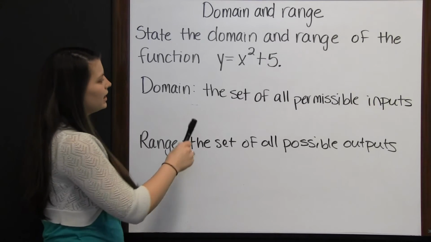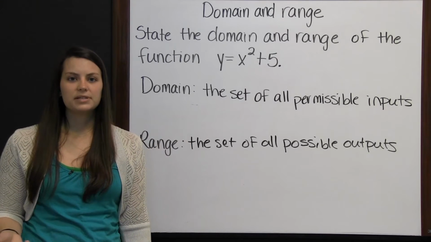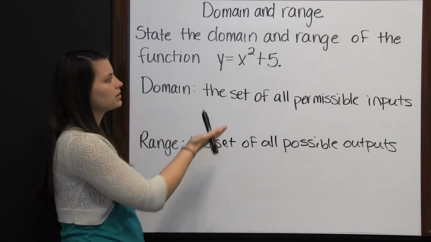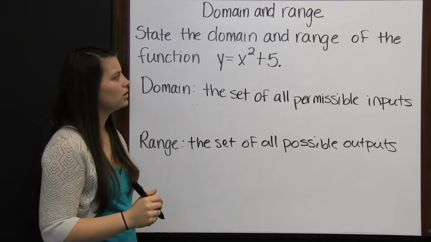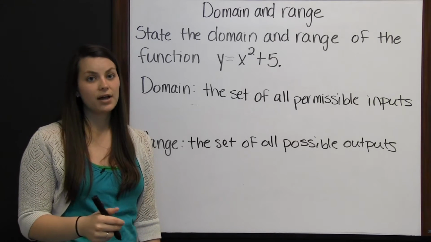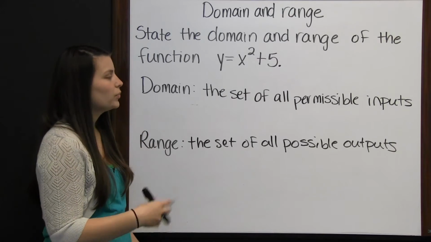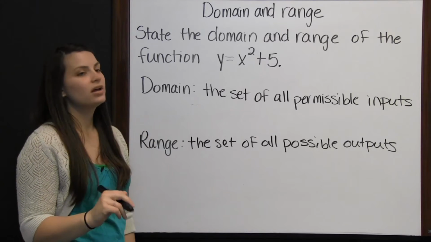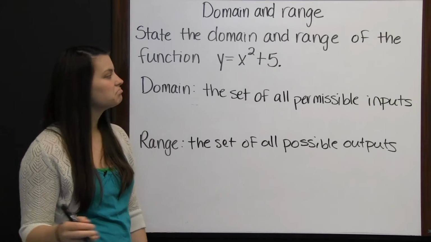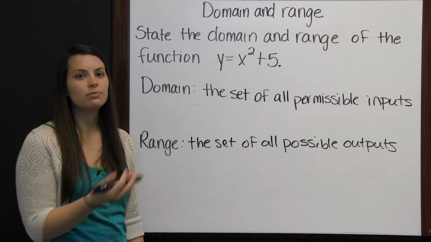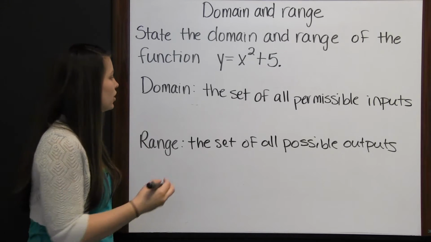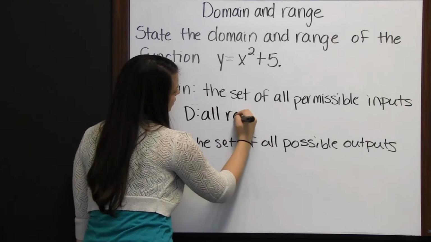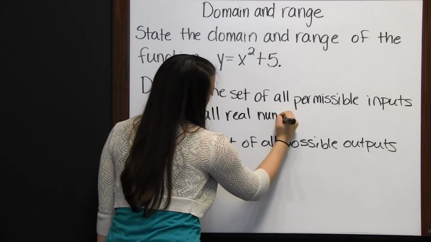So the domain, again, is the set of all permissible inputs. So basically, which numbers can be plugged in for x? So looking at our function, what numbers could we plug in for x? Really, any real number. Positive, negative, a square root number. Anything we wanted to plug in would work in this function. So our domain, then, is all real numbers.